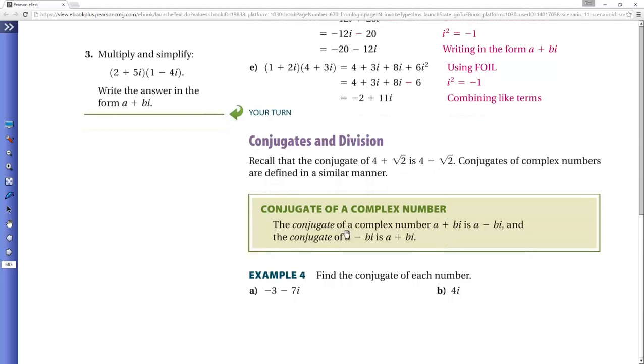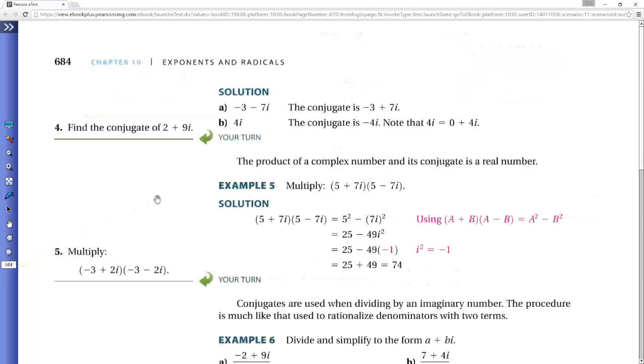So they set up this idea of a conjugate, which is really its partner in the difference of squares types of multiplications. So we have a plus bi, and the conjugate of that complex number is a minus bi, and the conjugate of a minus bi is a plus bi. So they're saying it works both ways. Okay, it really becomes clearer once you see some of the things we're going to need to do.